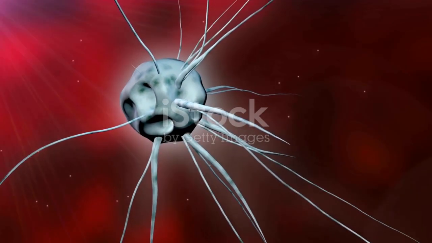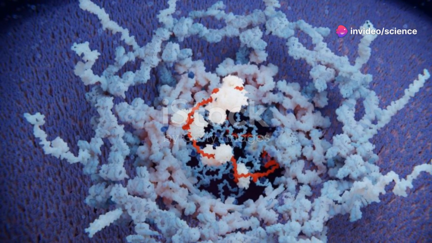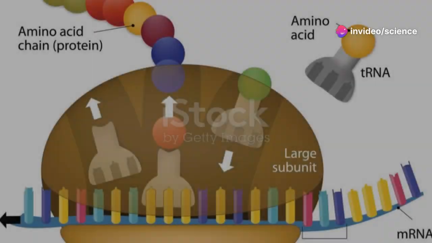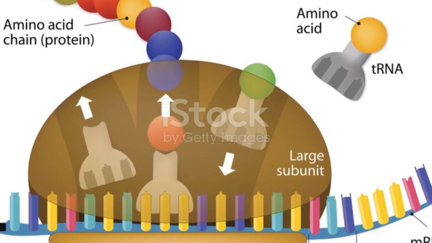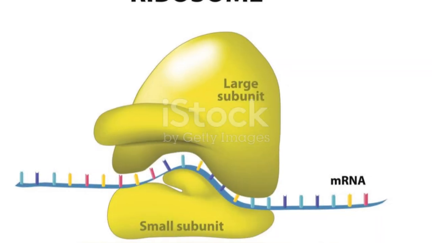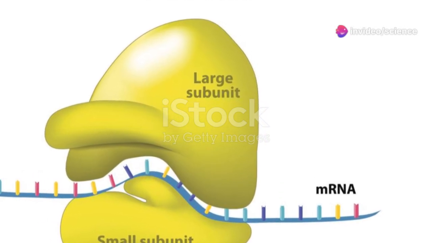The protein factories, ribosomes, and their structure. Now, let's talk about the heart of protein synthesis, the ribosome. Ribosomes are complex molecular machines found in all living cells, and their job is to read the mRNA template and assemble amino acids into proteins, following the instructions encoded in the mRNA.